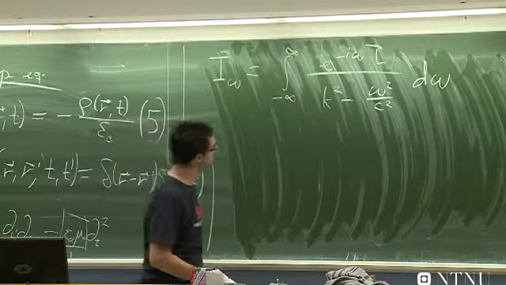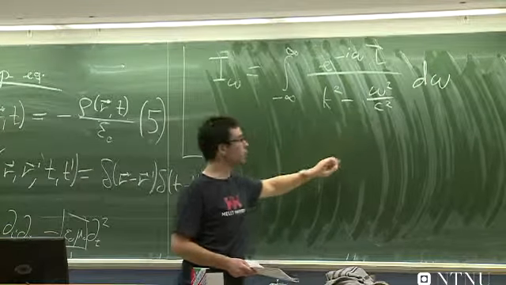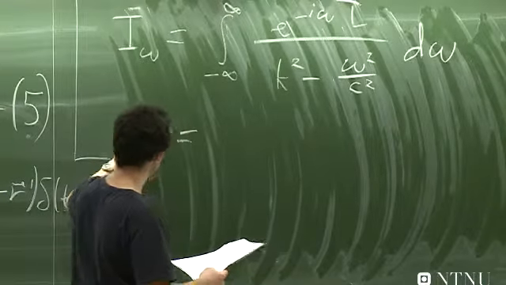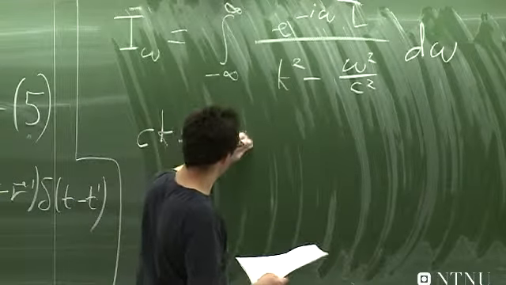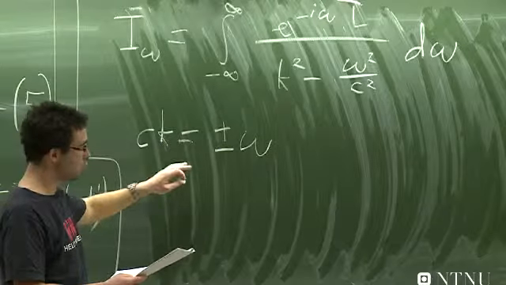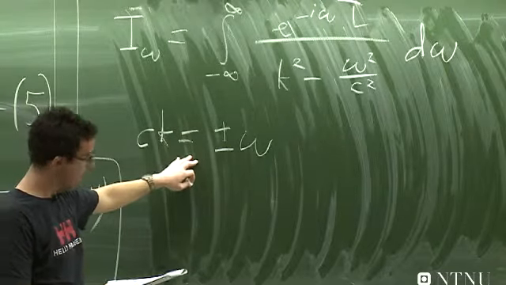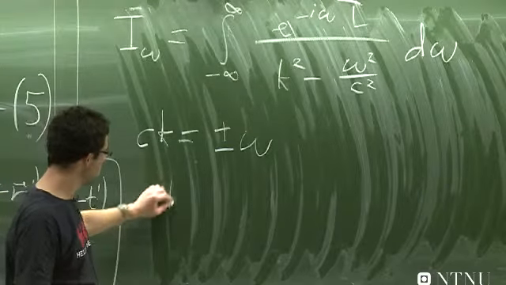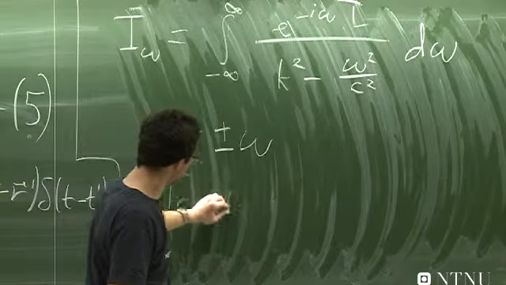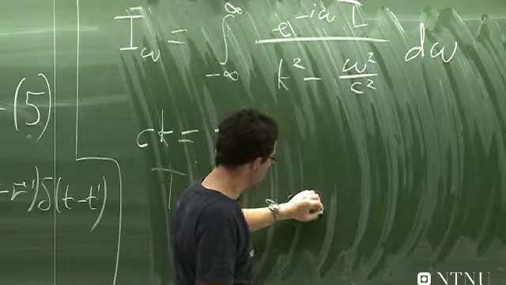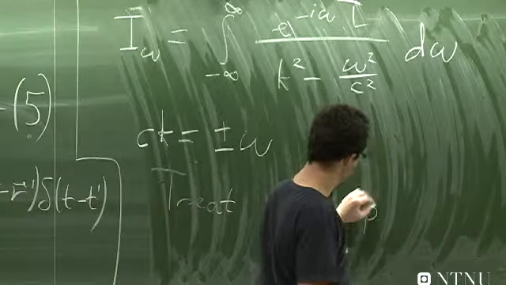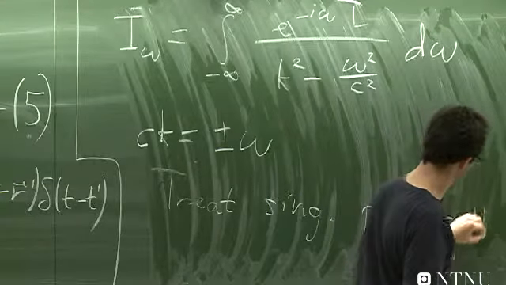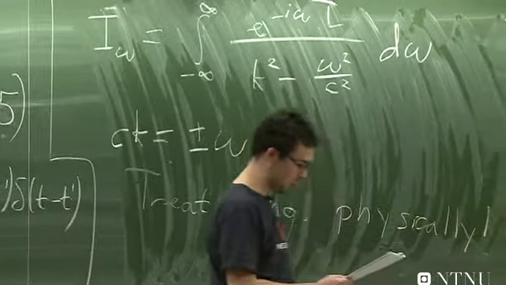Okay, and now there's a problem because this is 0 at ck equal to plus minus omega or whatever. So we have two singularities on the real line, and we need to invoke some physical argument on how to treat these. So we treat the singularities with some physical argument in mind. And we'll see what that means.